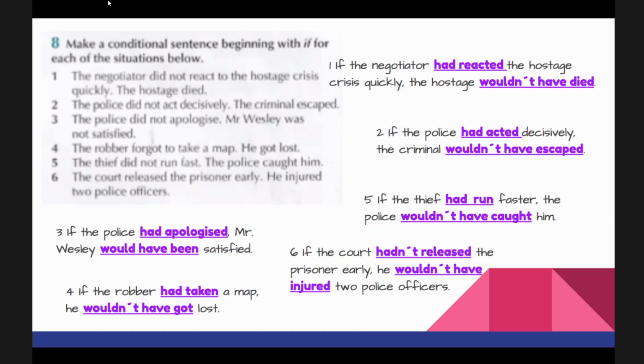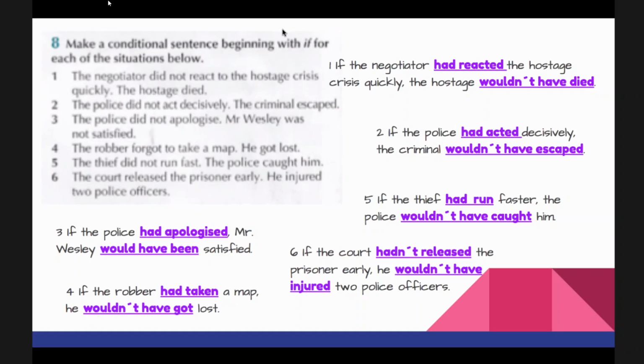So problems, questions, or complaints regarding the third conditional, guys? Teacher, I have a question. Yes, sure. So in the fourth answer, it could be if the robber hadn't forgot to take a map, he wouldn't have got lost. He wouldn't, if the robber hadn't forgotten to take a map. Porque el verbo tiene que ser en pasado participio, entonces forgotten. Yes, it's possible too. But then, as I said, you had to change the verb.